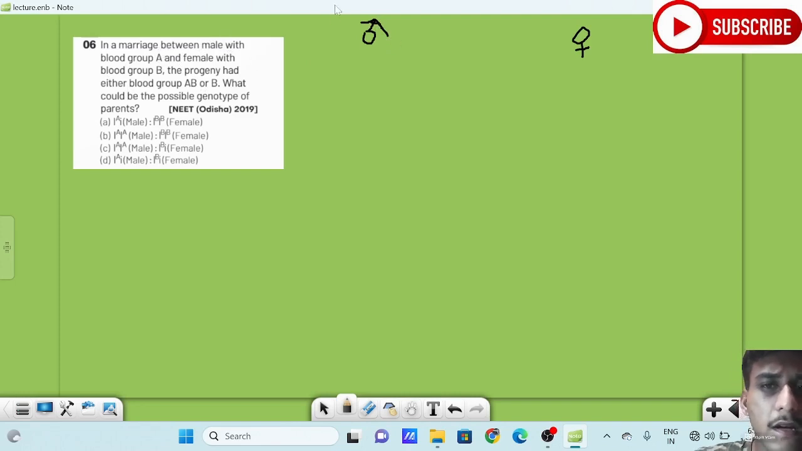The thing is that one of the individuals, the male, is having A blood group, which means the chance of becoming A, the genotype is IA IA, and IA i. These are the genotypes for A. This is the chance that the male will be having. There are two chances, same as that of an individual, a female, with B blood group.